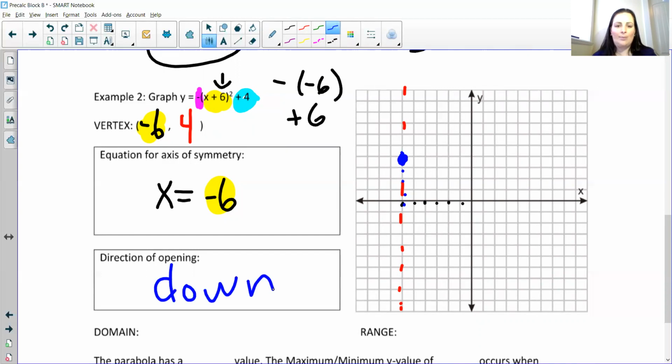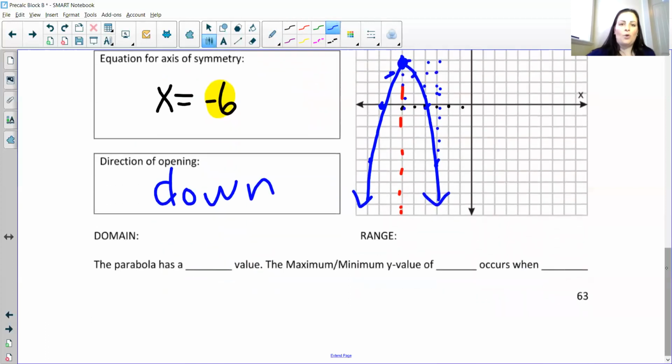That's when you would start doing a table of values with x equaling -6 as your central number. So you would pick x equals -8, -7, -6, -5, -4, -3 and get your values. You'll start to see a pattern. And here's our parabola opening down. I'm just sketching it.